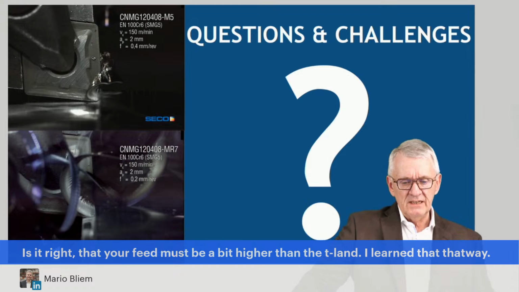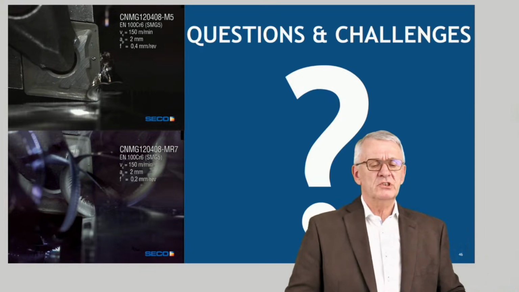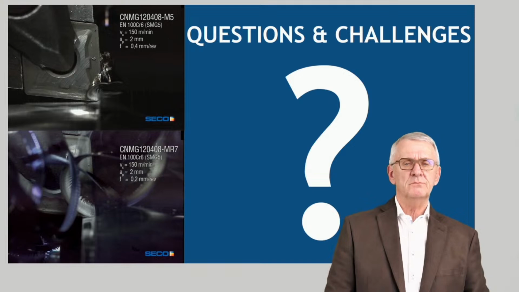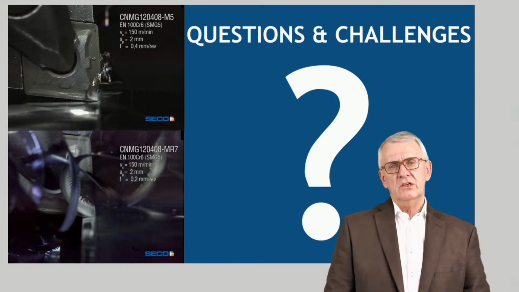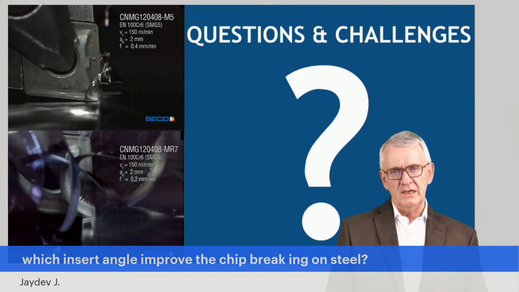I have some time left. There is a question also. Which insert angle improved the chip breaking on steel? I would say mainly it's not an angle, it's mainly the rake face positioning and geometry. How does the rake face look? How is it positioned? With all the geometries, the shapes you find on a rake face, how big are they, how deep are they, how wide are they? In other words, what we refer to as the chip breaking geometry of a cutting edge. That is the most important for chip breaking.